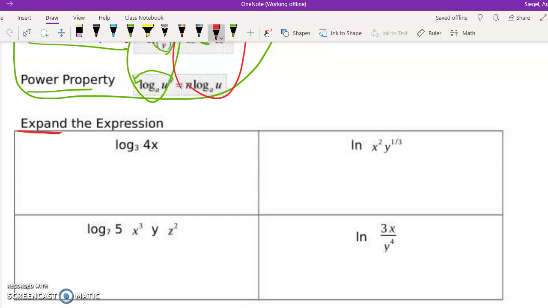For these, I want you to expand. This should be a review. So I think I'm going to go ahead and push pause, fill it out, and then just make sure we're both on the same path.